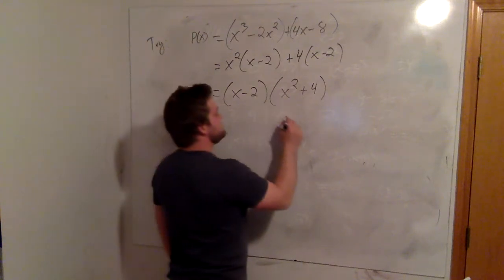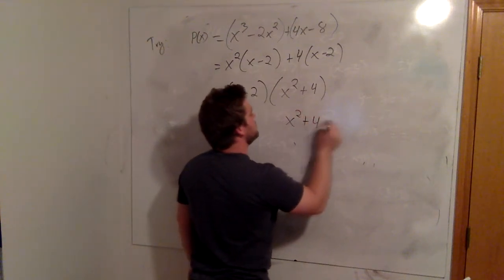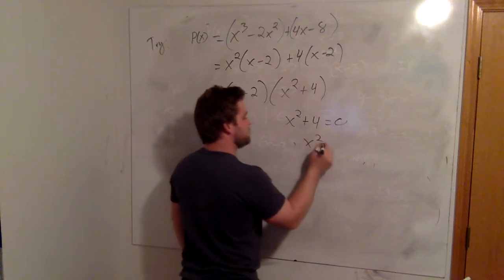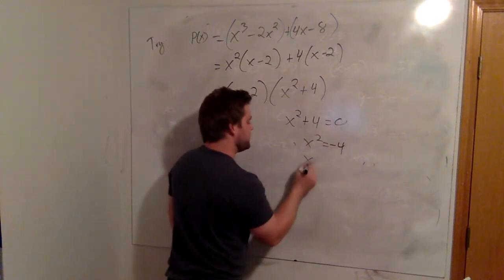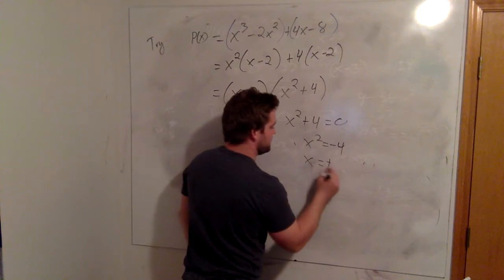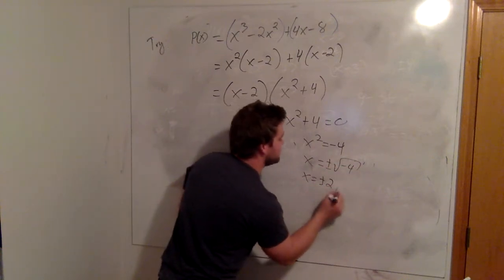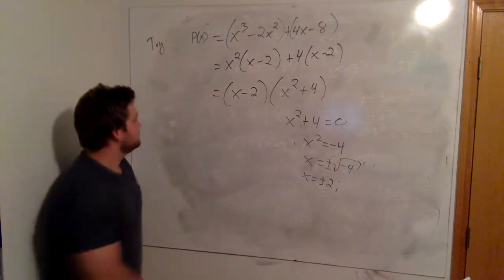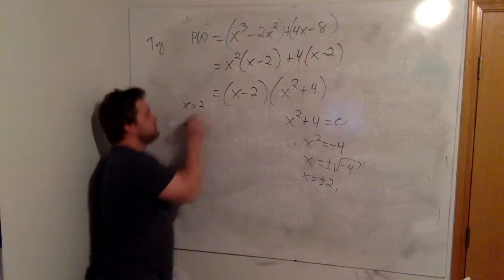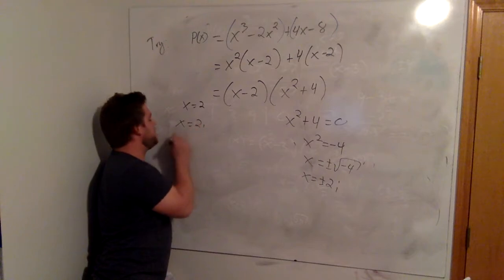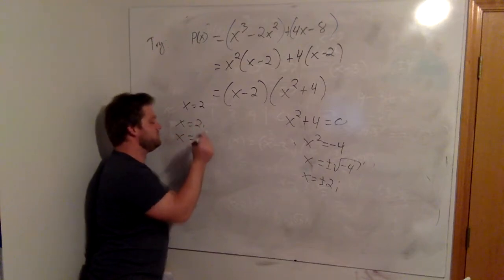Okay, now I just need to figure out when x squared plus 4 is equal to 0. That's when x squared will be equal to negative 4. Or that's when x will be equal to the plus or minus square root of negative 4. Or this is when x will equal plus or minus 2i. So we have our three roots. We have x equals 2, we have x equals 2i, and we have x equals negative 2i.